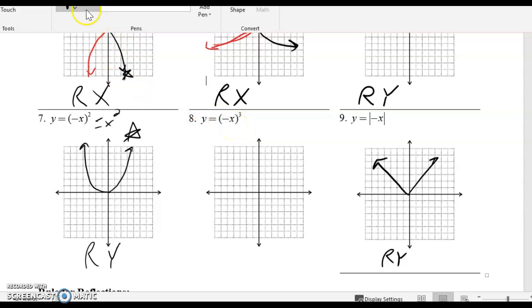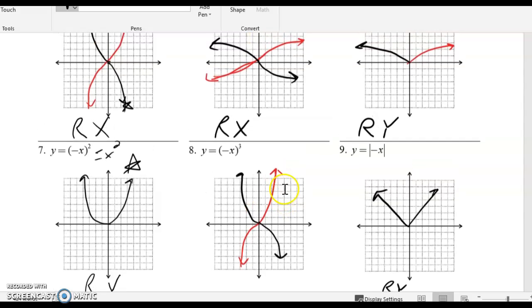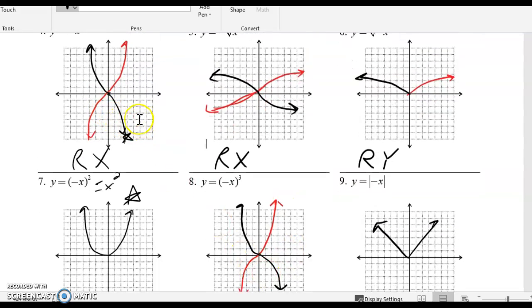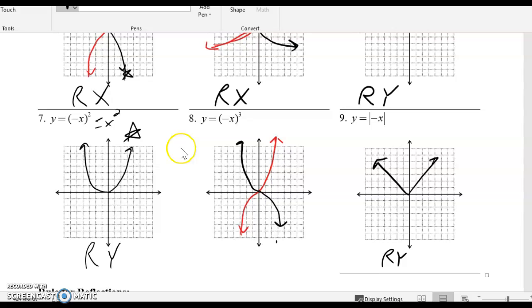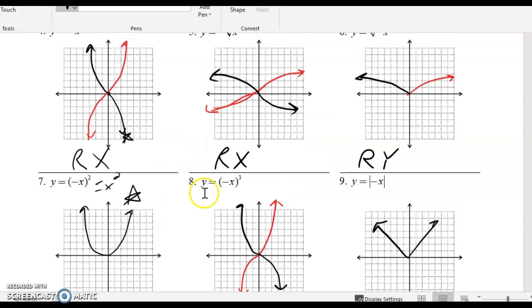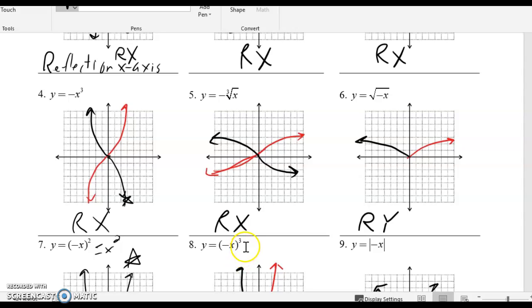So now we got to draw the parent graph here again. X cubed. So it looks like this. Where's the negative at? On the inside. So we're going to reflect it left and right. So this piece of the graph comes over here, and then this comes over here. And what I want you to look at, that and that look pretty darn close to the same, don't they? Yeah. They are the same. If you simplify this, you get negative x cubed. So they are the same.